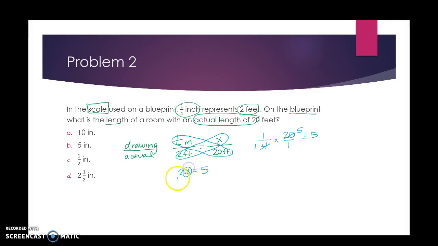We have to get x by itself, so I'm going to divide by 2 on both sides. 5 divided by 2. We should know this, but 2 times 2 is 4. 5 minus 4 is 1. Bring down a 0. 2 times 5 is 10. Put my decimal up top. So x is 2.5. And we know that 0.5 is 1/2 in fraction form, so our answer is D.